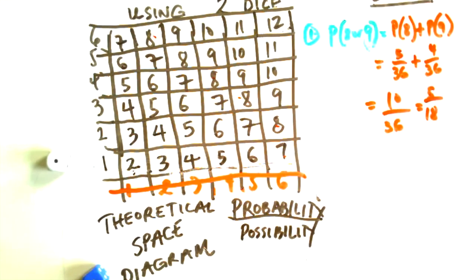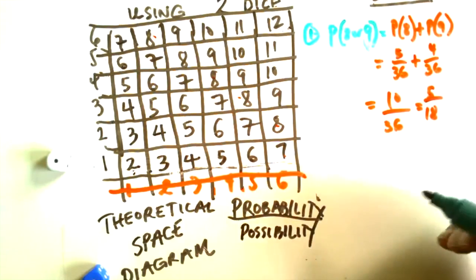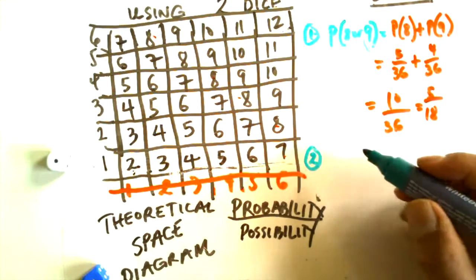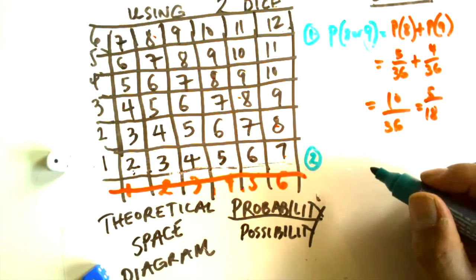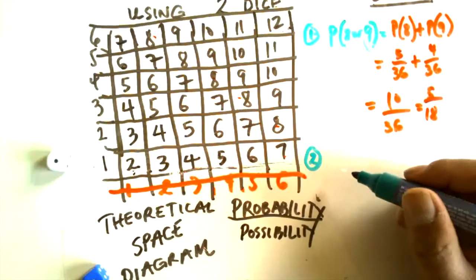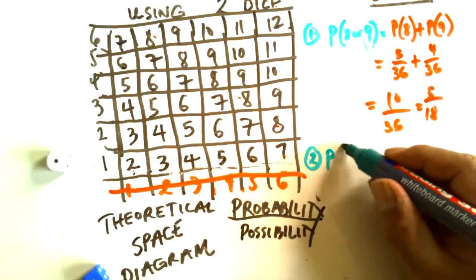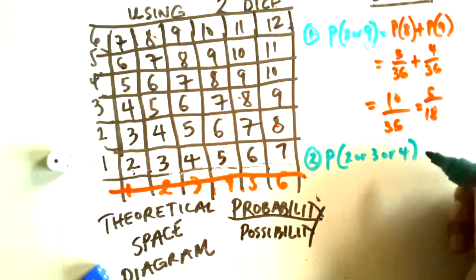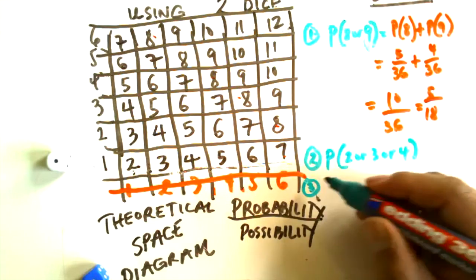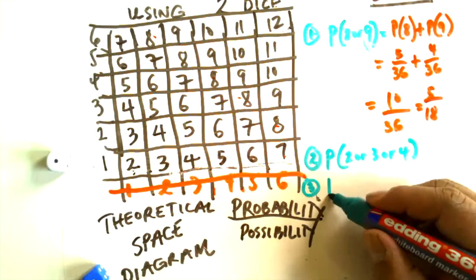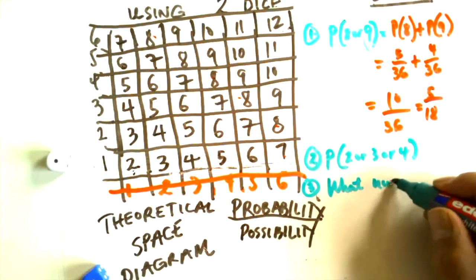So homework would be: what's the probability that a 2, 3, or a 4 would appear? Yeah, so the probability that a 2 or a 3 or a 4 might appear. And then the last one is, what number occurs the most?